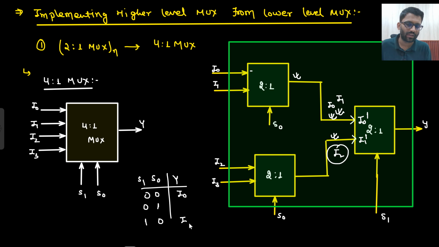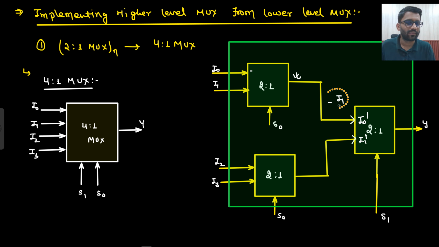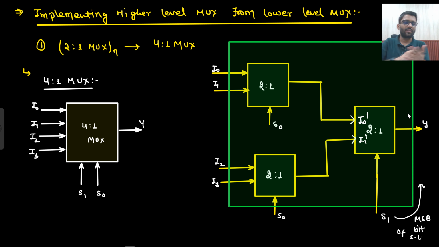Are you getting this point? So here you are getting I2, here you are getting I1. In the last case, you will get I3 only. If S1 is 1 and this is also 1, I3 will come and be fed to the output. So always keep the MSB bit of the select line near to the output.